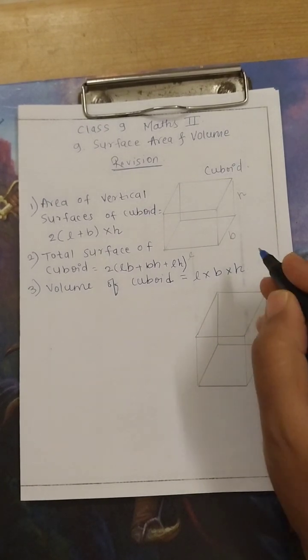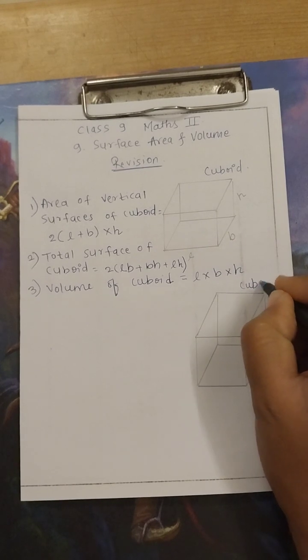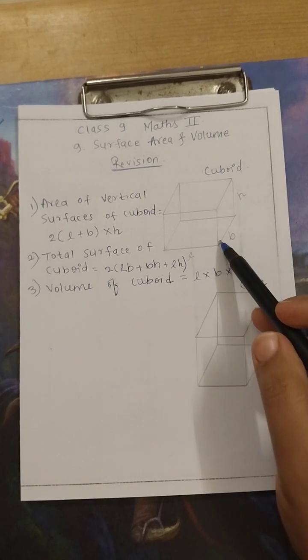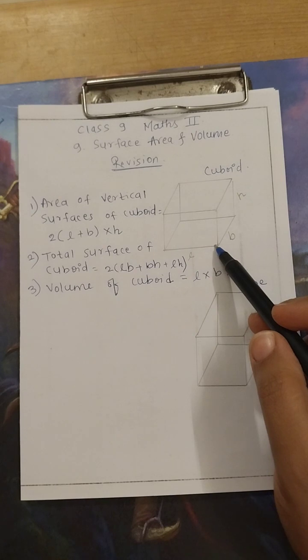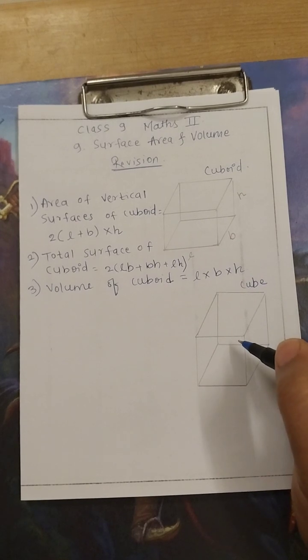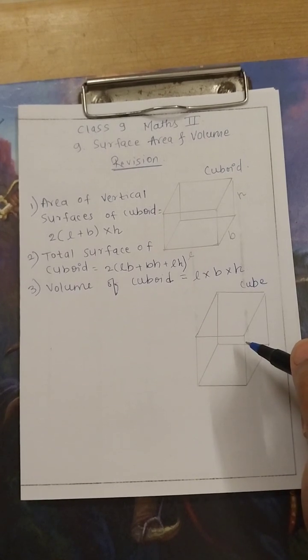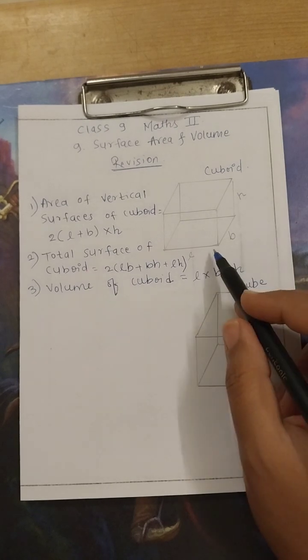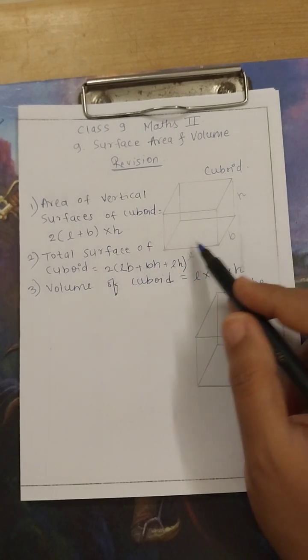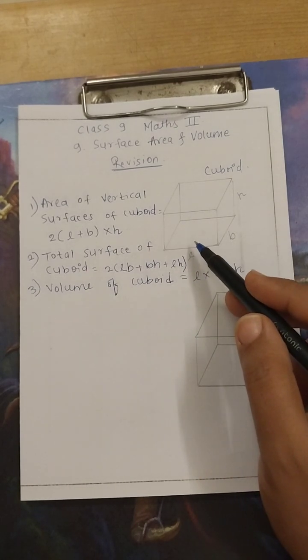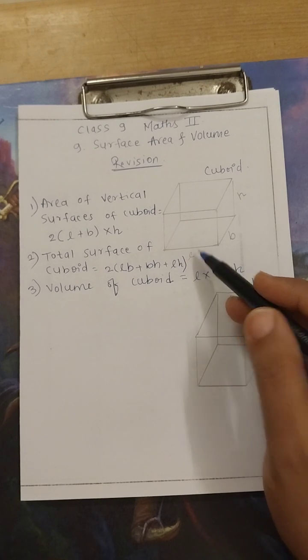So this is a cube. While drawing a cuboid, just imagine you are drawing a rectangular box. And while drawing a cube, just imagine you are drawing a square box, because all the edges of a cube are equal, and in the rectangular box the opposite edges are equal.